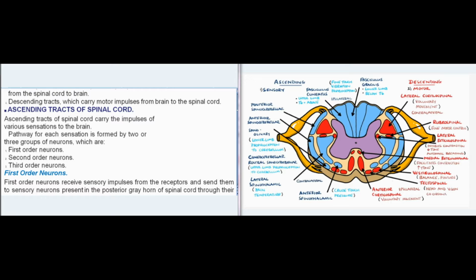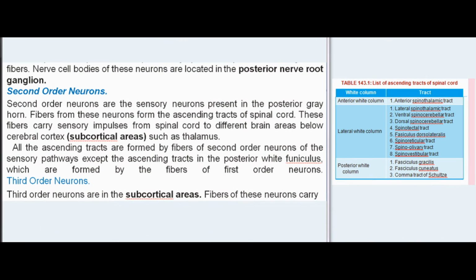Ascending tracts of the spinal cord. Ascending tracts of the spinal cord carry the impulses of various sensations to the brain. The pathway for each sensation is formed by two or three groups of neurons, which are first-order neurons, second-order neurons, and third-order neurons. First-order neurons receive sensory impulses from the receptors and send them to sensory neurons present in the posterior gray horn of the spinal cord through their fibers. Nerve cell bodies of these neurons are located in the posterior nerve root ganglion.